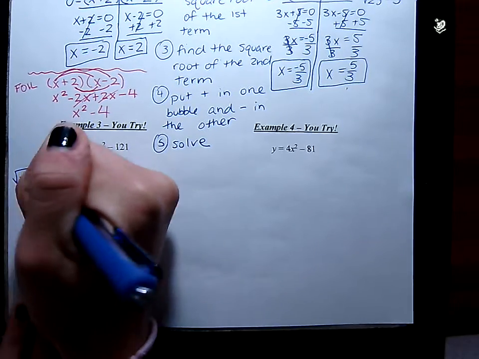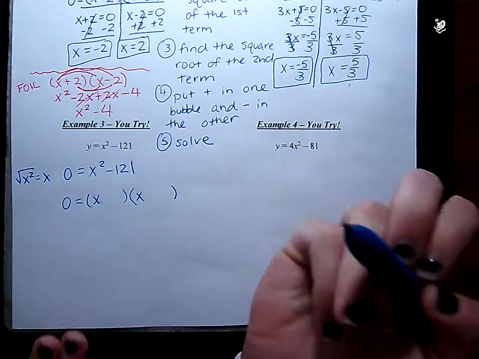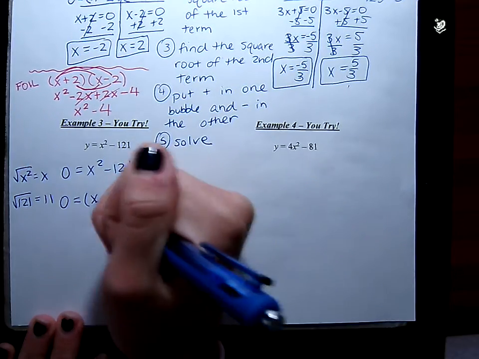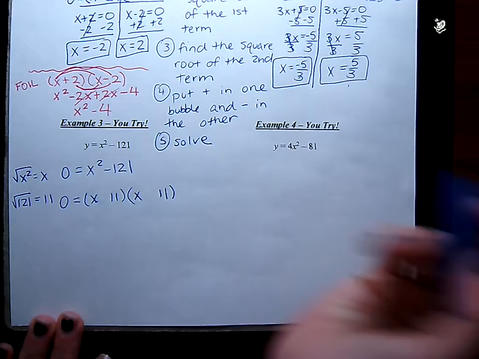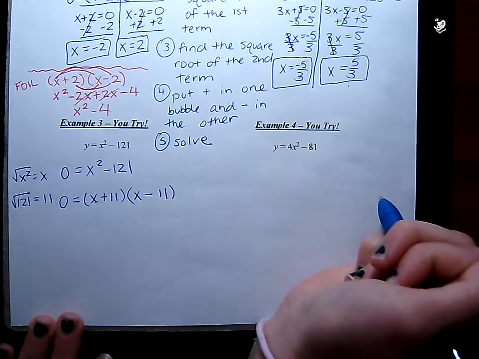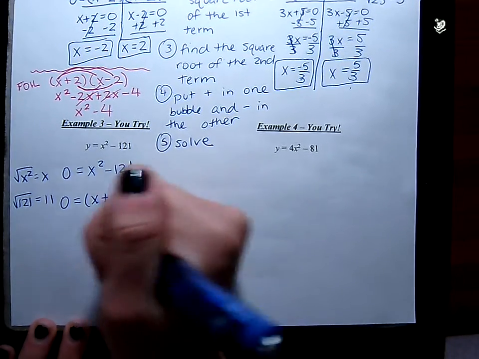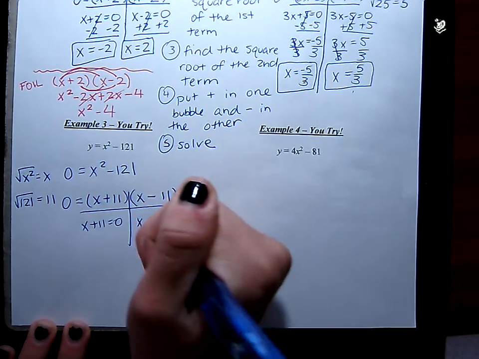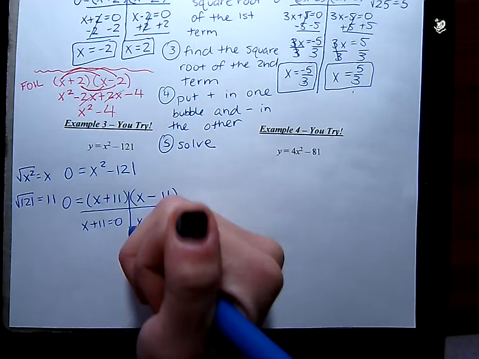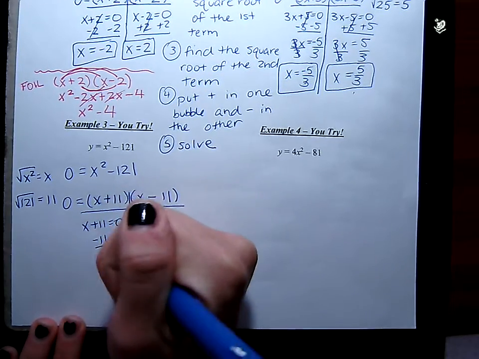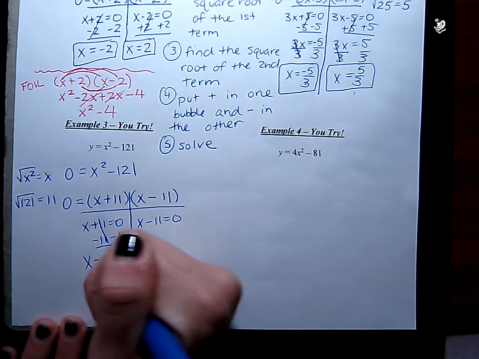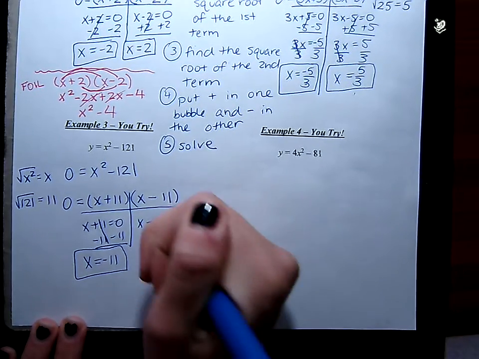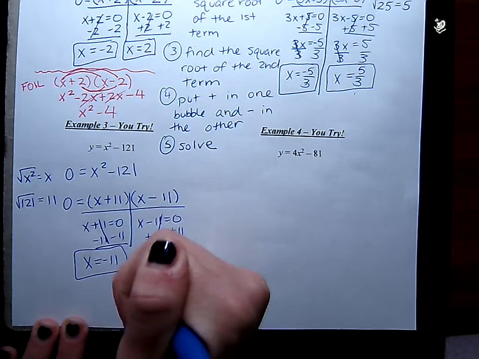Step 3, find the square root of the second term. So the square root of 121 is 11. I'm going to put 11 into each one. Put a plus and a minus into each bubble. Use the zero product property to solve. So set each one equal to 0. Here I'm going to subtract 11. So my first answer is x equals negative 11. Here I'm going to add 11. So my second answer is positive 11.